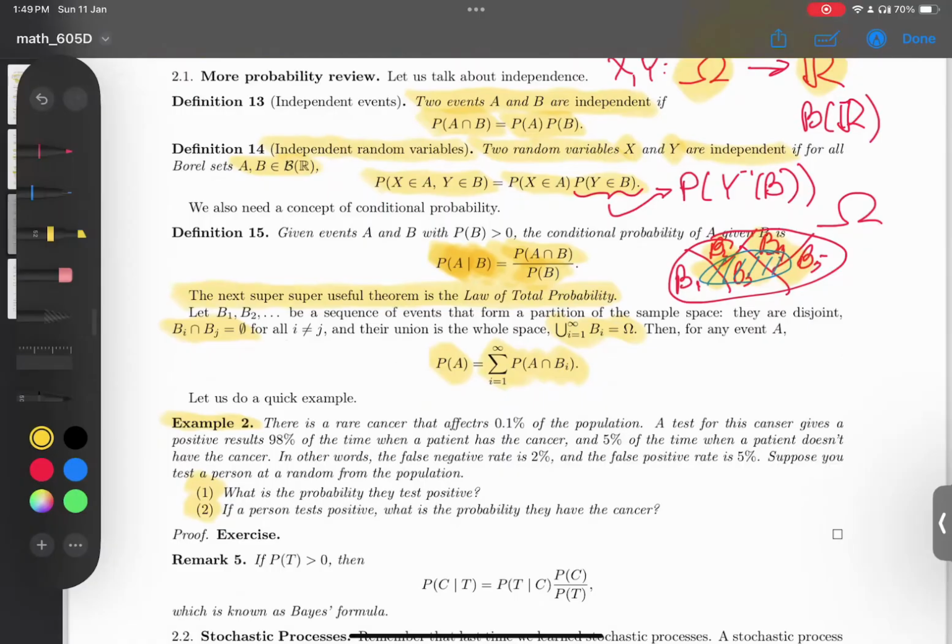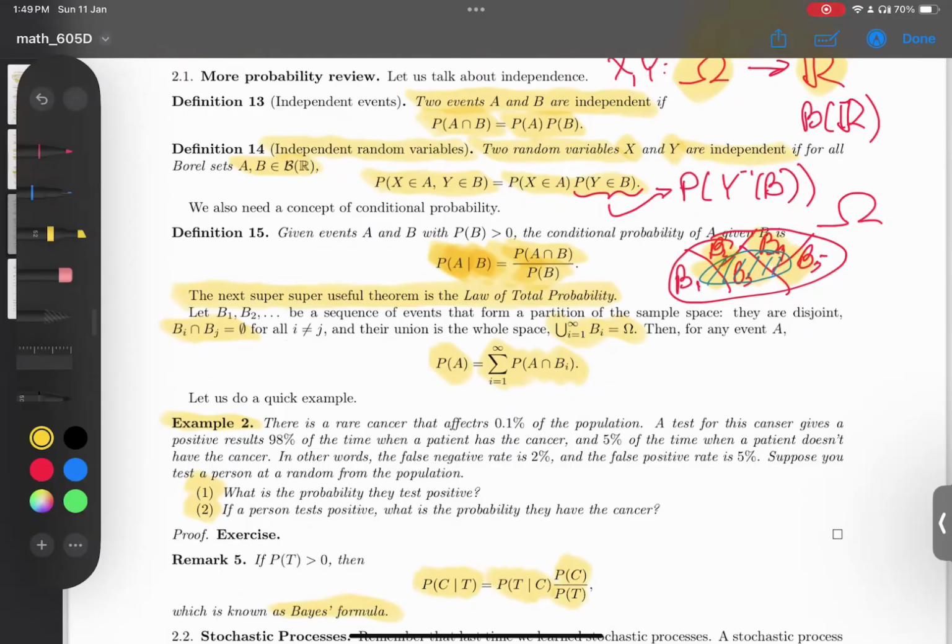And one remark, Bayes' formula: let's say you want to find the probability of C conditional on T. But let's say you don't know the intersection of C and T. But what you do know is the conditional probability that T happens given C, and you know each of the probabilities of C and T.